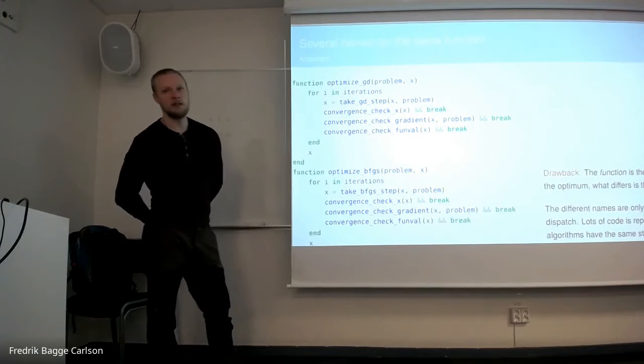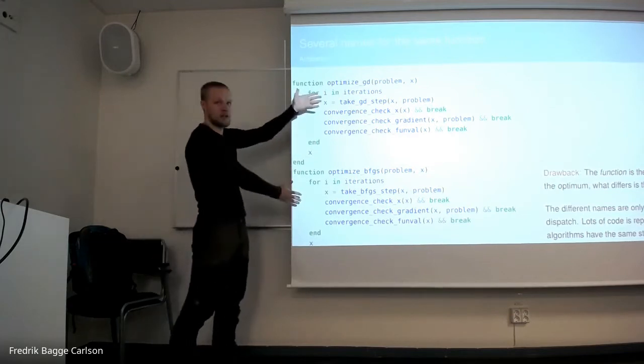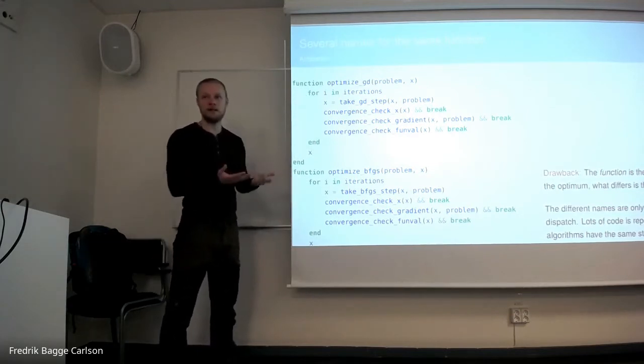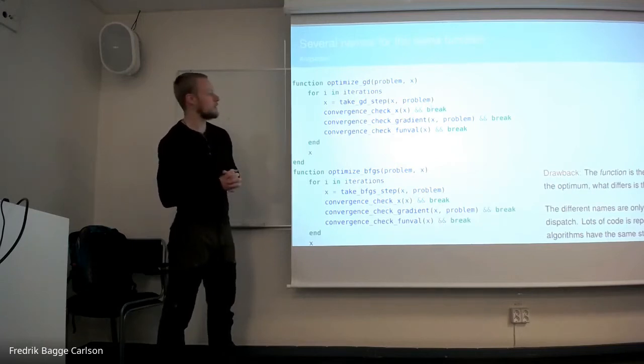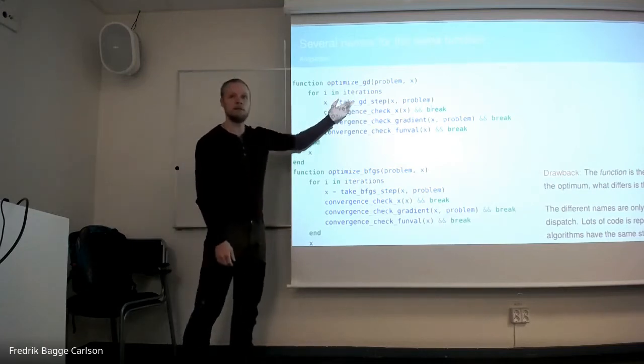So in the Julia language, this is the same function. This function is optimizing the optimization problem, but the method of doing it is different. And the only place the method is different is in the step function.